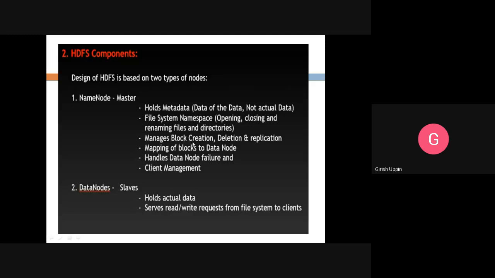Whenever a client wants to write any data, the name node will create those blocks, and if there is a need, handle deletion and replication. That is the job of a name node. Then there is the mapping of blocks to data nodes, which is part of the metadata. It will have the mapping of what block of data is stored in which node. That is how, if any node fails, it will be able to recoup that particular data in some other node. It handles data node failure, we talked about this, and client management.